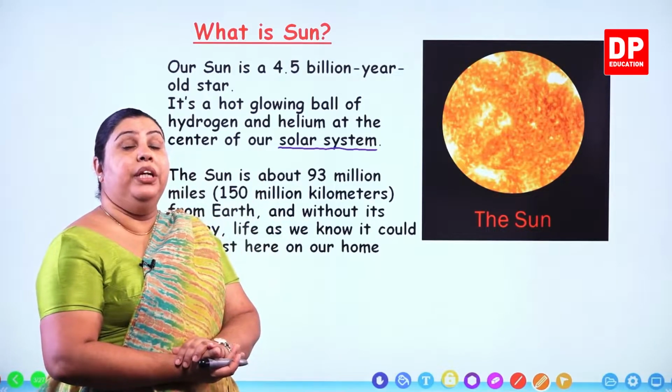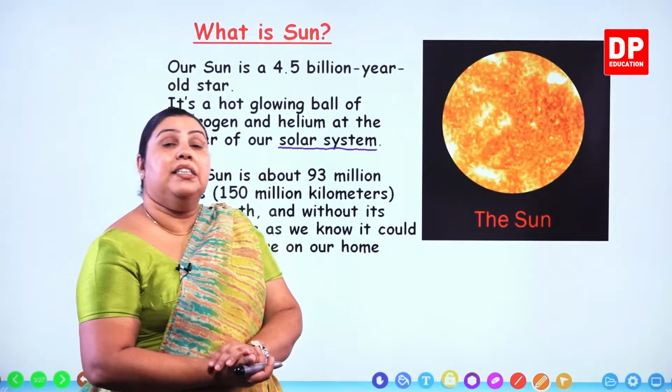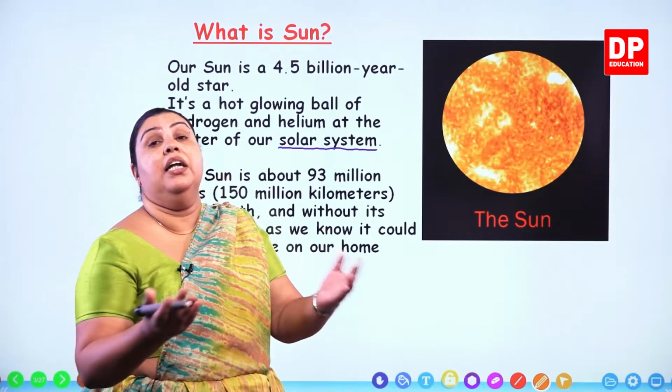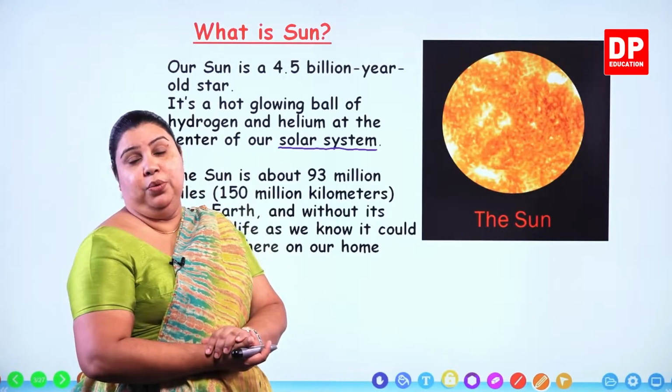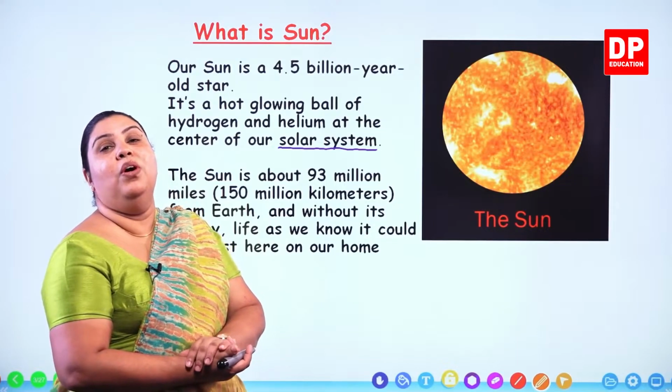So even though it is very, very far from all of us, the bright sunlight it gives us, sometimes we can't bear the heat when we go out. So the sun is very far, but it sends us all its rays.